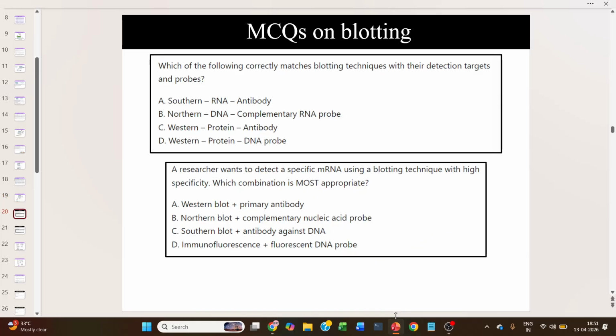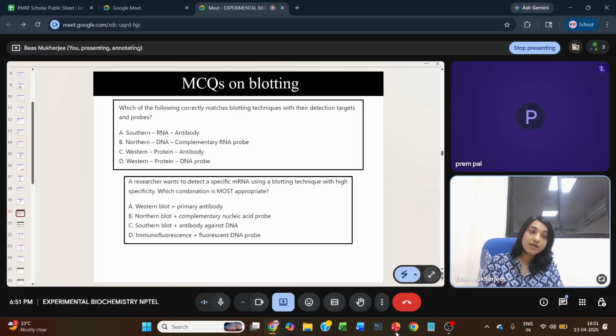Right. So now we have two questions. Let's try to answer these two questions. Which of the following correctly matches blotting techniques with their detection targets and probes? So Southern blotting, RNA and antibody. So technique, detection target and probe. So for Southern blotting, which of these is correct?